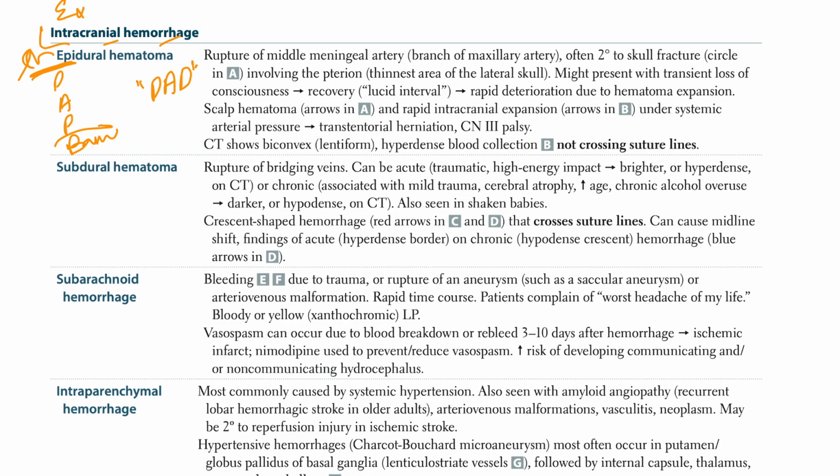So here what we have is epidural, meaning the hemorrhage is going to be in the epidural space. High yield is, why do you have epidural hematoma? Epidural hematoma is due to a rupture of the middle meningeal artery, which is a branch of the maxillary artery. The maxillary artery is a branch of the external carotid artery.